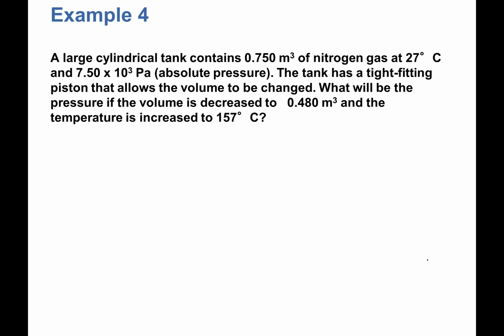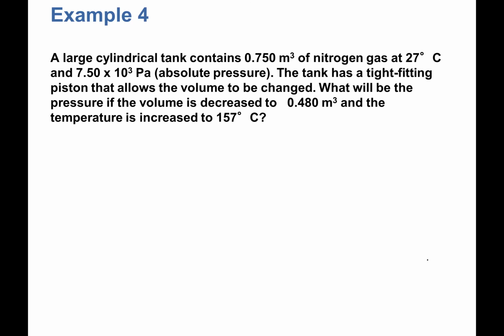It says a large cylindrical tank contains 0.75 cubic meters of nitrogen gas at 27 degrees Celsius and 7.5 times 10 to the 3 Pascal, which is absolute pressure. And in the ideal gas law, we always use absolute pressure to calculate things. The tank has a tight-fitting piston that allows the volume to be changed. What will be the pressure if the volume is decreased to 0.48 cubic meters and the temperature is increased to 157 degrees Celsius? All right, so let's see what we get.